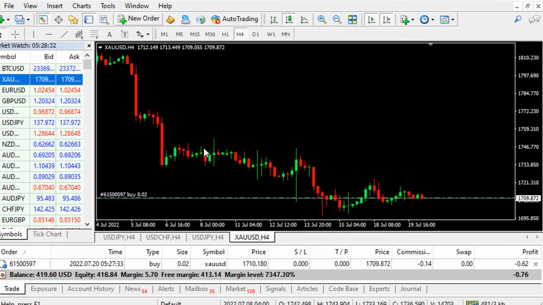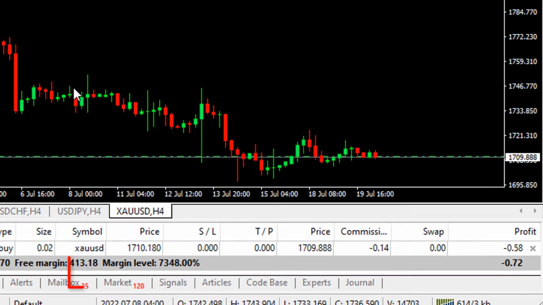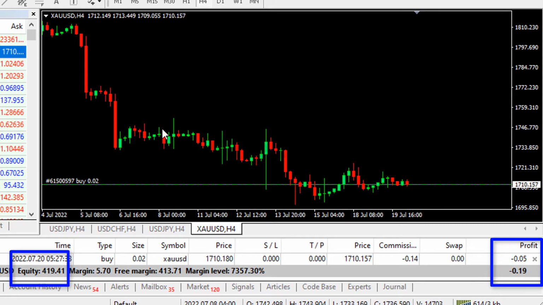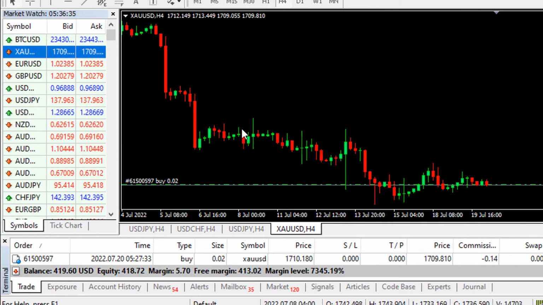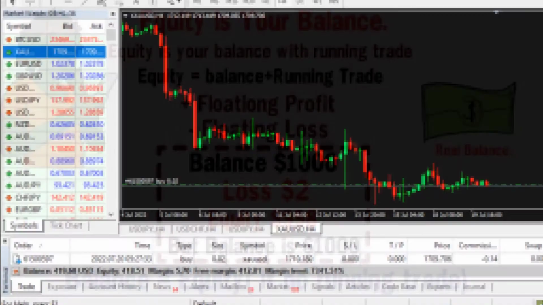Surely you have seen that if an entry is taken, if it comes in favor of $1, $2, or $3, it starts showing profit, and this dollar is shown in equity. Equity will increase as your profit in running entry increases, and equity will decrease as loss in running entry increases. But as long as your entry is running, the original balance will remain the same. If you close the entry with profit, then that profit will be added to your main account, and if you close with loss, then the loss amount will be subtracted from your main account after closing the entry.